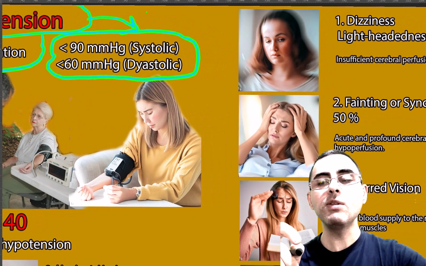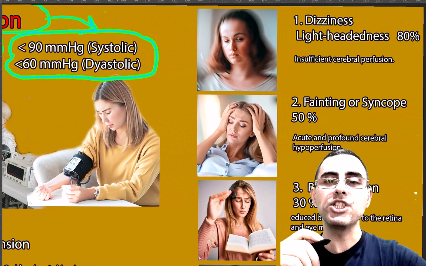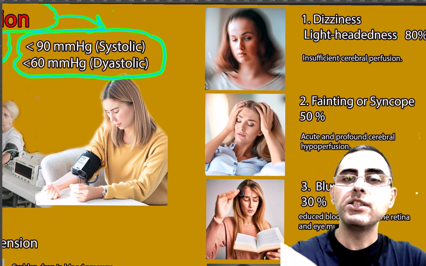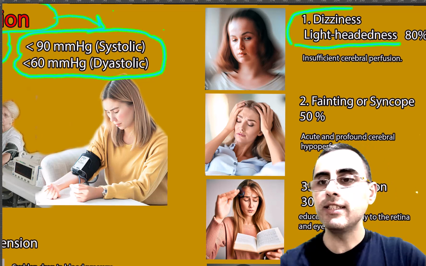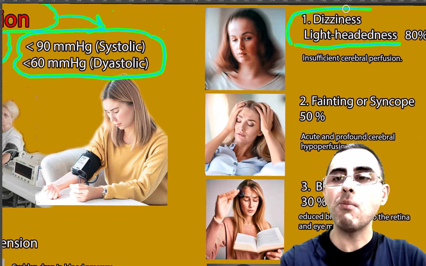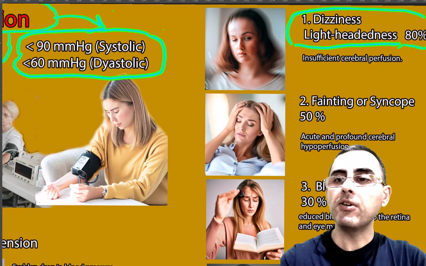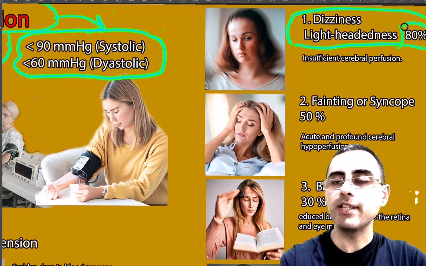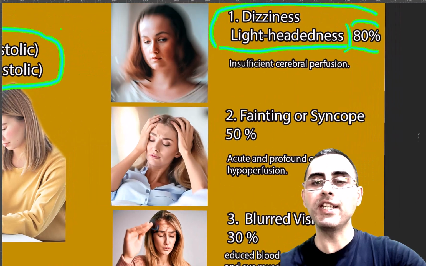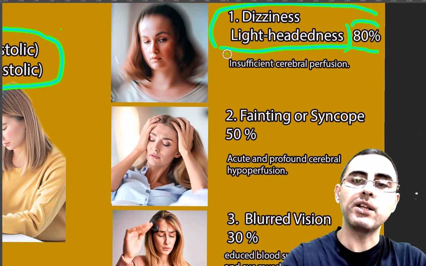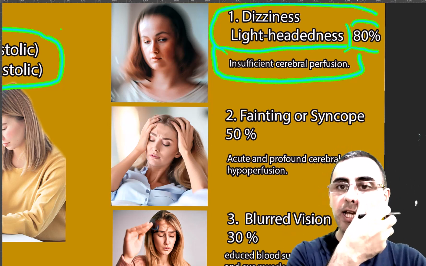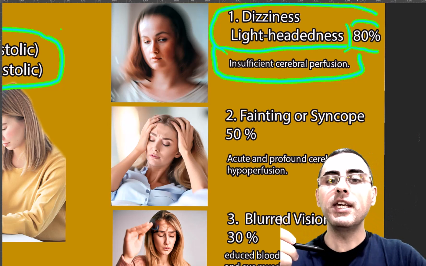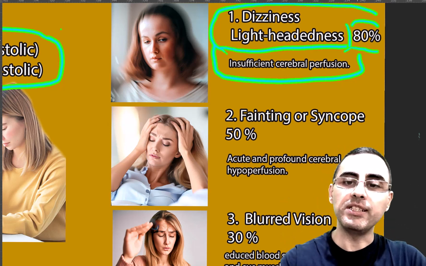And what does a person say first when he or she has hypotension? She says, I feel dizzy or lightheaded, because dizziness and lightheadedness is the first and most common symptom of hypotension. It occurs in around 80% of cases, and it happens because of insufficient cerebral perfusion. Low blood pressure causes a lack of blood supply in the brain, and it causes dizziness.